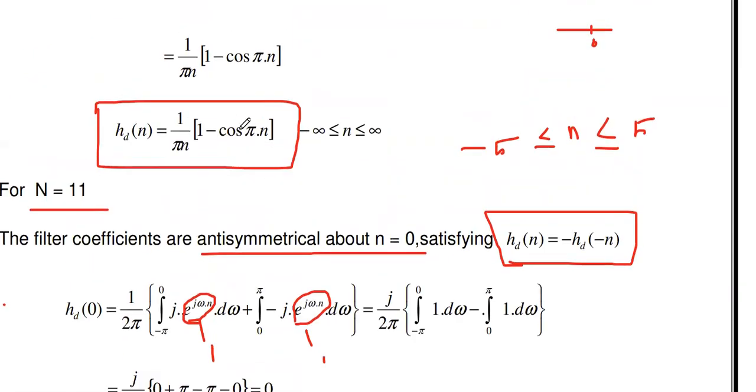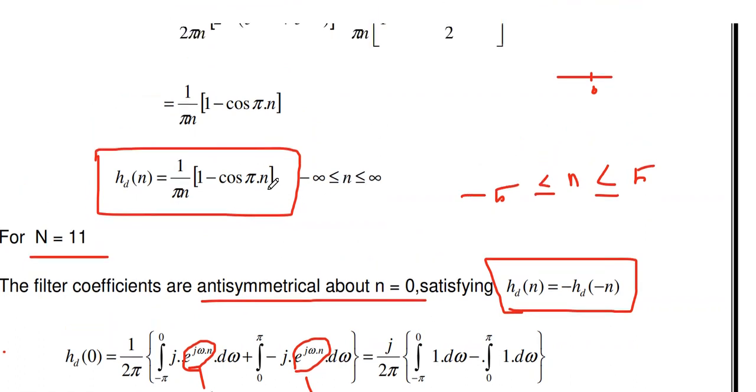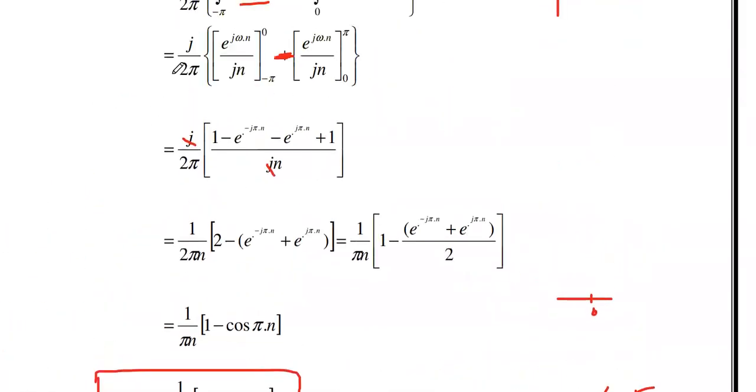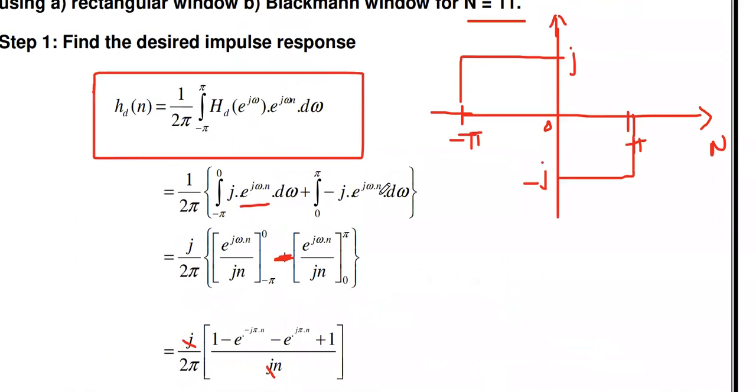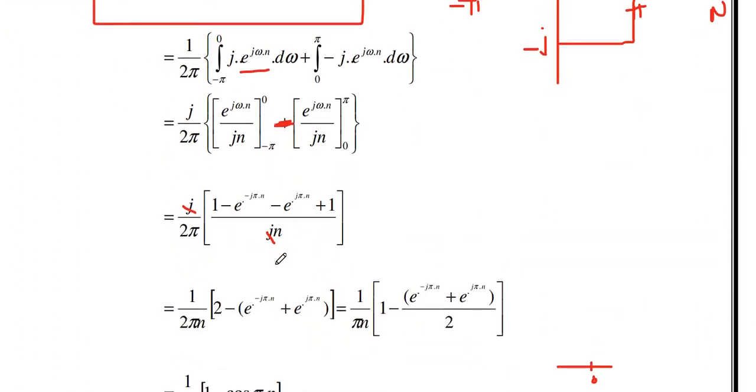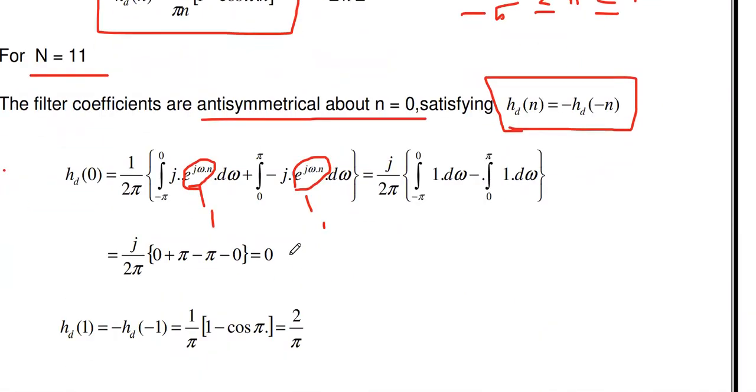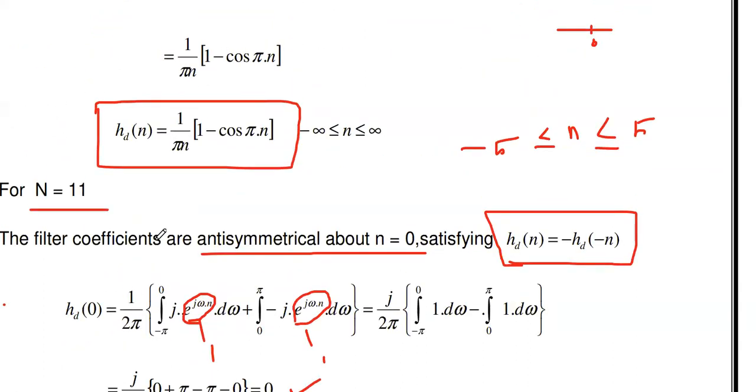If you directly substitute n equal to 0 in this reduced formula, we get some answer divided by 0. It is indeterminate. So that's why we are taking this hd(n) formula. In this hd(n) formula, if you substitute n equal to 0, we get the hd(0) value as 0. Then the remaining coefficients, as usual, you just substitute in this formula.